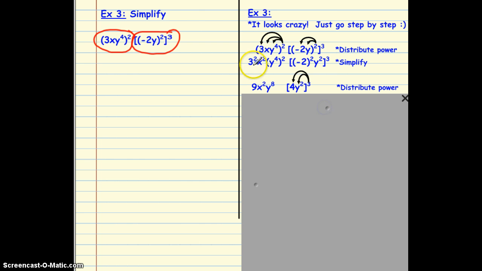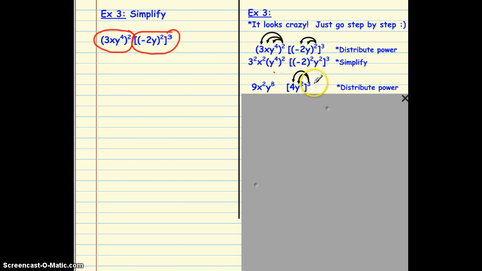Okay, what we're going to do is 3 to the 2nd power, that's 9. X squared stays x squared, and y to the 4th to the 2nd is y to the 8th. We can just multiply those two exponents together. All right, then the part on the right we're going to distribute, and we've got to simplify negative 2 to the 2nd power, and negative 2 times negative 2 is positive, I'm sorry, positive 4. So we've got 4, keep our y squared, and keep our brackets, and keep the 3 as the exponent outside. All right, so this part on the left, there's nothing more to do right now, so we're just going to focus on this part on the right.